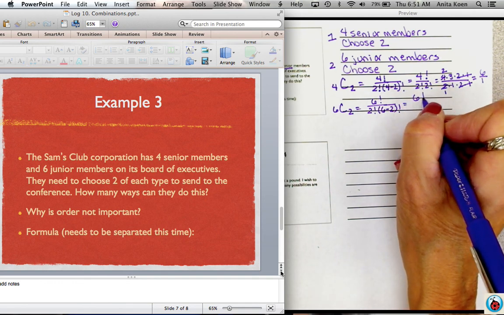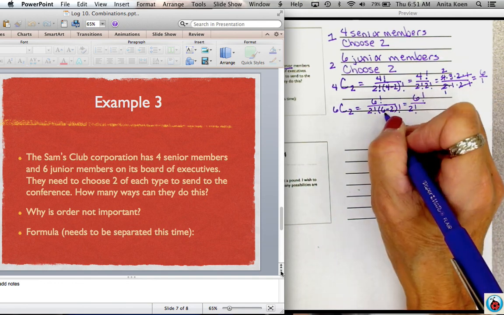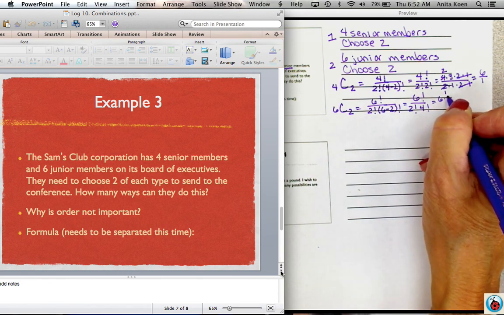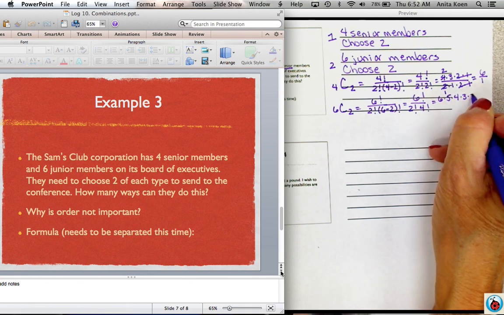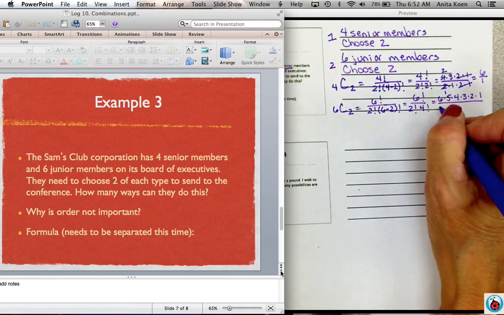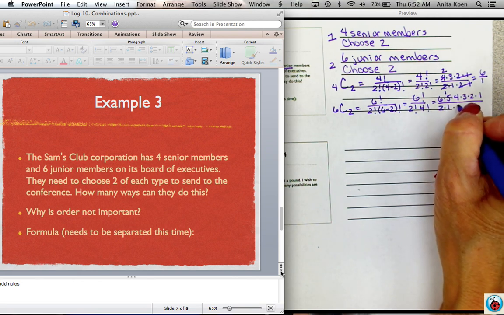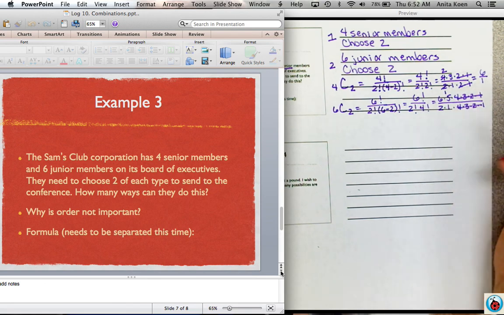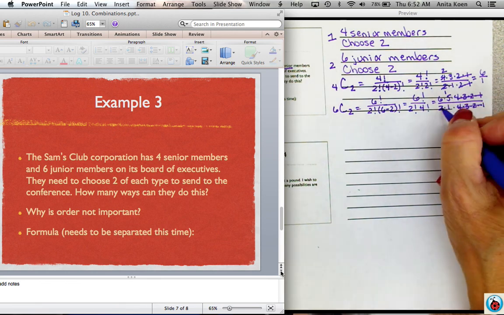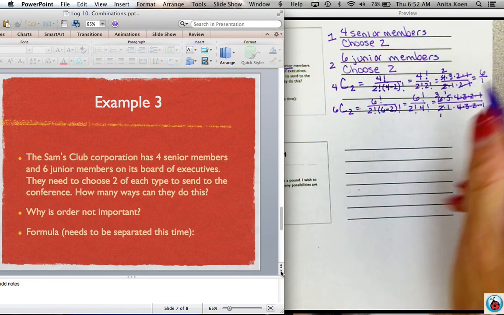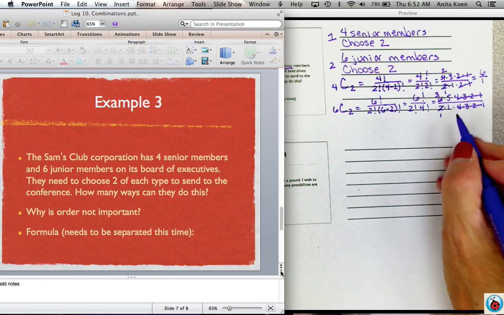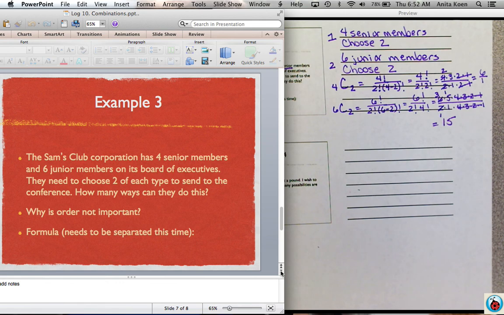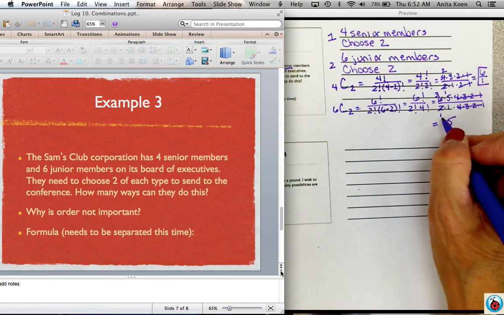So this is going to give me 6 factorial over 2 factorial, 6 minus 2 is 4 factorial. So that's 6 times 5 times 4 times 3 times 2 times 1 divided by 2 times 1 and then 4 times 3 times 2 times 1. Here's your 4 factorial, and you could have stopped with the 4 there. And then 2 goes into 2 once and into 6 3 times. 3 times 5 is 15. So there are 15 ways to choose the junior members.